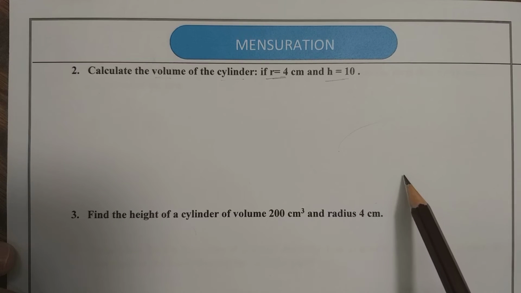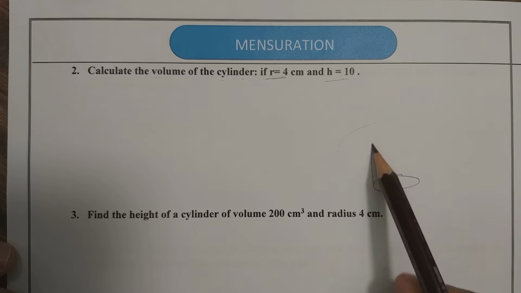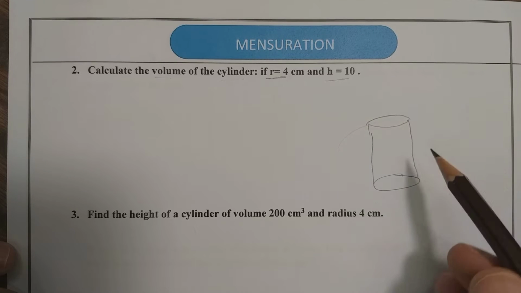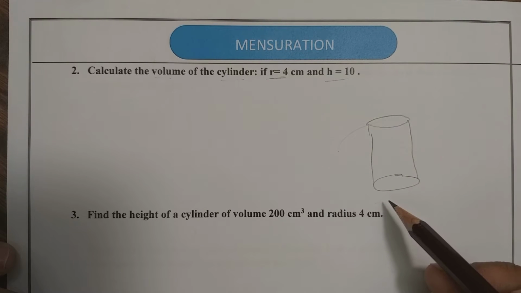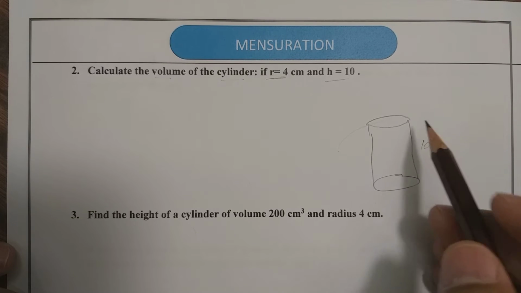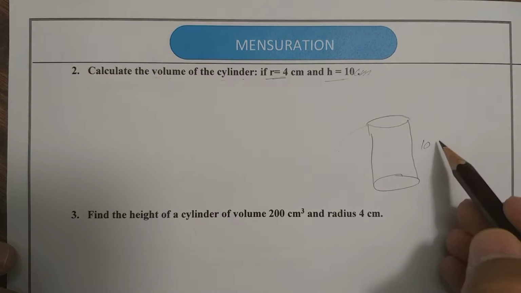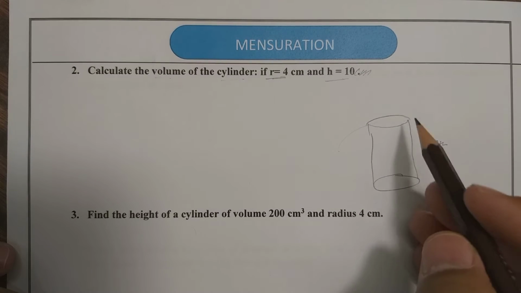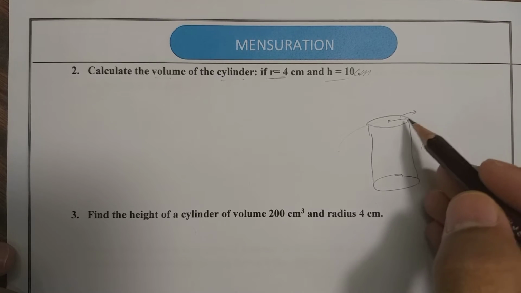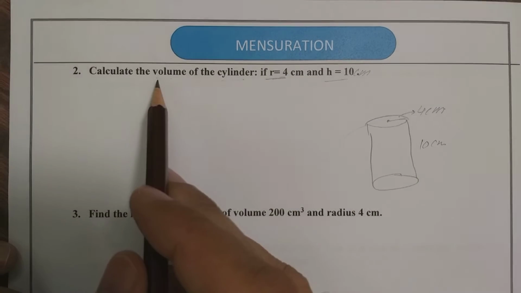So, for example, I'm just making a rough sketch of the cylinder. This is the cylinder, and we need to find the volume of it. He said the height of this cylinder is 10 centimeter, and the radius from the center to the circle is called the radius, which is 4 centimeter. So we need to find the volume.